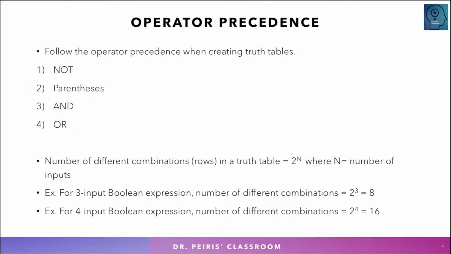Now how do we know the number of different combinations in a truth table, or basically how many rows we are going to have in a truth table? It is related to the number of inputs. The number of different combinations is given by 2 to the nth power, where n represents the number of inputs. For example, if you have a 3 input boolean expression, the number of rows is 2 to the third, which is 8. And if it is a 4 input boolean expression, the number of combinations is 2 raised to the 4th power, which means you will have 16 rows.